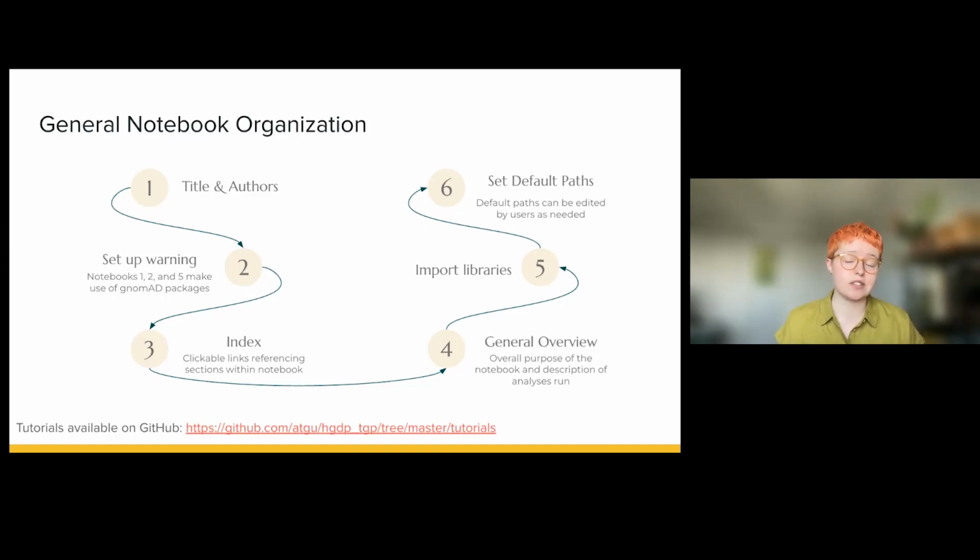There's an index using clickable links to make it easier to move through the page and get to sections that you may be interested in, as well as a general overview, which gives the overall purpose of a notebook and a description of analyses run. So if you're not sure what a specific notebook does just based on the title, you can read through the overview and see if a step that you'd like to learn how to do is within that notebook. We also, of course, include all the libraries that we import and try to set up the default paths in a way that's easier for users to change to whatever data sets and output paths they would like.